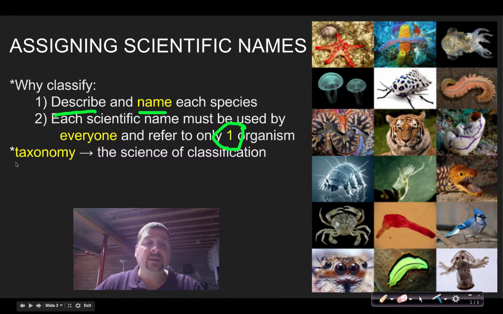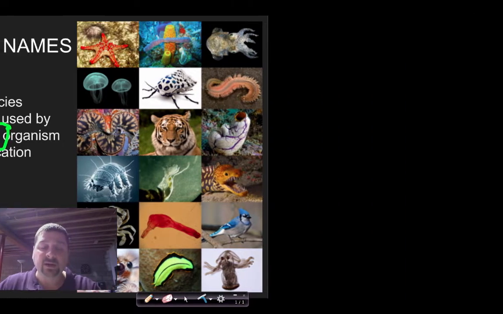The science of putting names to everything is called taxonomy. And that's going to be our focus this chapter. How do we classify? What is classification based on? And what is the current system that we are using?